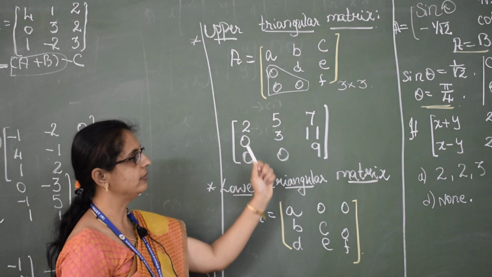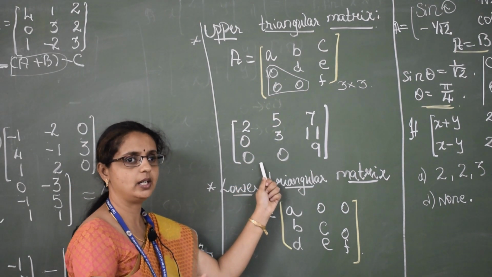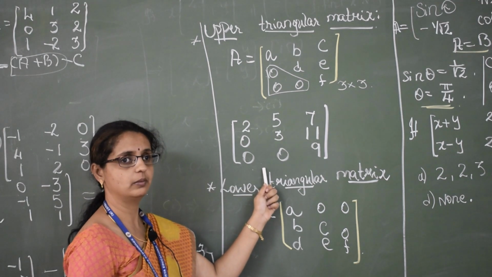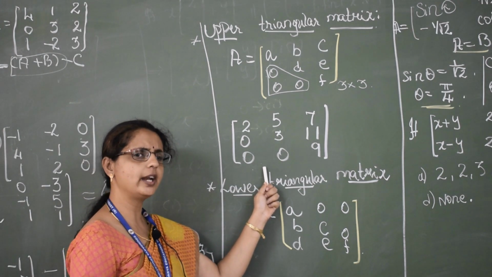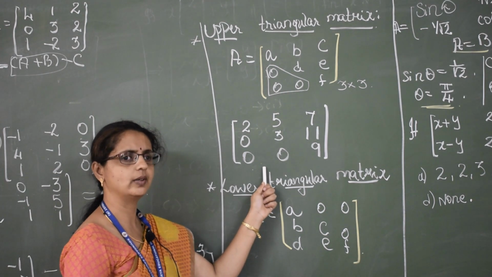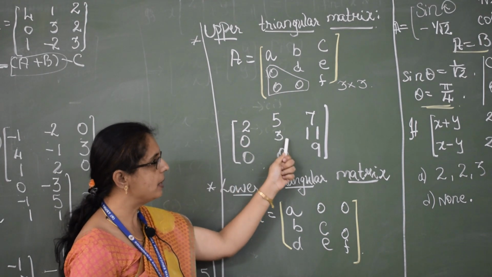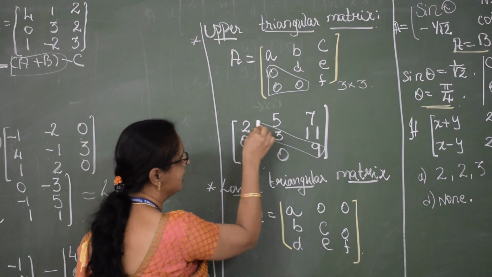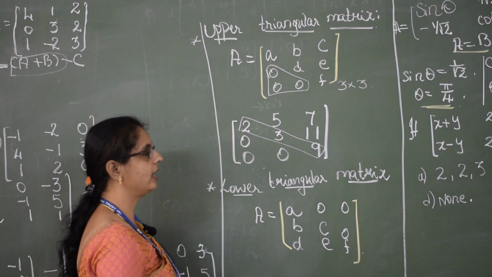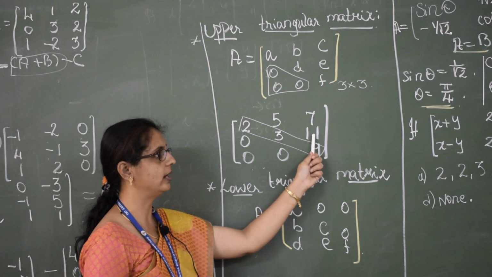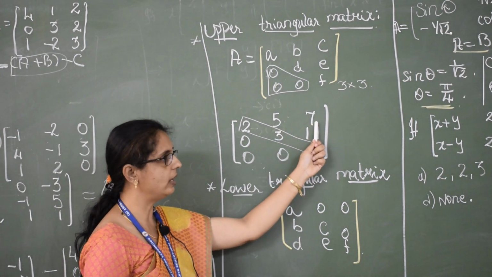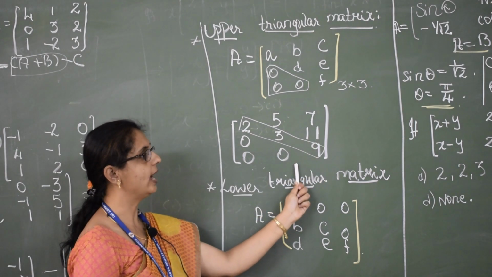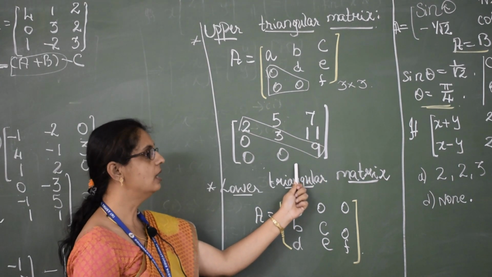When I compare it with the general form, it is very easy to crack this question, right? This is nothing but what? Upper triangular matrix. How do we identify this is an upper triangular matrix? Once again, observe students, the elements above the diagonal array, this is called what? Diagonal array. The elements above the diagonal array are non-zero. Which are the numbers here? 5, 7, 11, which are non-zero. So only it is called an upper triangular matrix.